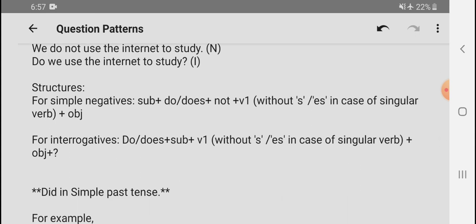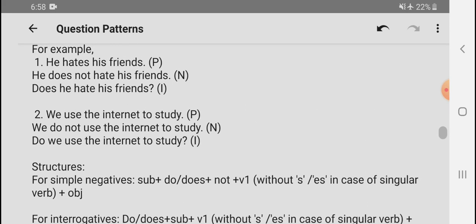Structures for making negatives and for making interrogatives have been given here. You can see for simple negatives you use subject, do, does, then not, and then verb 1 without s, es in case of singular verb. If it's a singular verb, you don't use s or es with it, and then the object. For making interrogatives, you use do or does in the beginning, then you bring about the subject, then verb 1 again with or without s or es in case of singular verb, and then object. And at the end, the question mark is very important. So that's about the use of do and does.